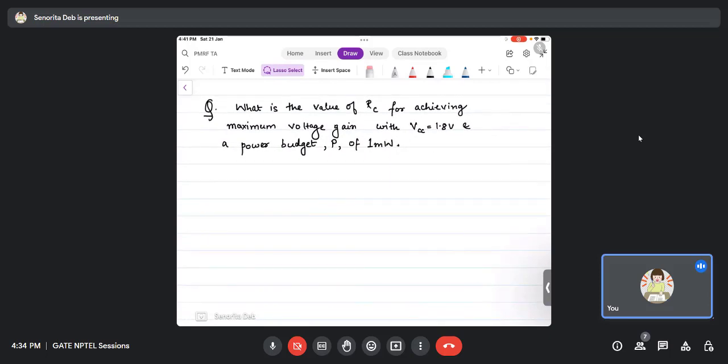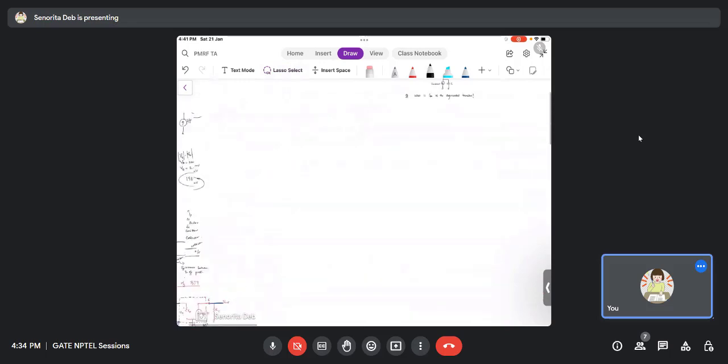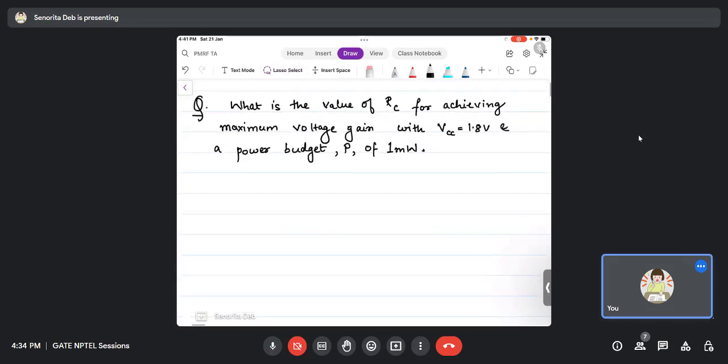What is the value of RC for achieving maximum voltage gain with VCC equals 1.8 volt and a power budget P of 1 milliwatt? The circuit is the same as the one we had discussed now. This is the circuit. The power is given as 1 milliwatt. VCC is 1.8. I'm giving you 1 minute. Try to solve this.